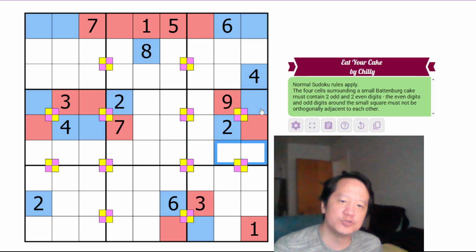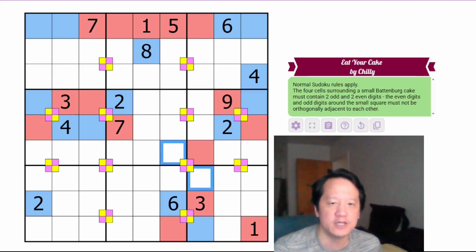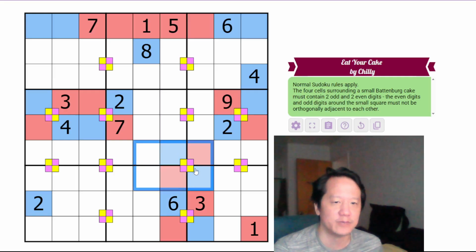You have a similar situation in this right central box. This is a Battenberg cake. It's 2 and 2. We have 1 and 1 here, 1 and 1 here. That's 4 and 4 total in the box. So this must be odd, which cannot share an edge with the other odd digit on a Battenberg cake. So these are even, and this is odd. So that's how we come up with that.